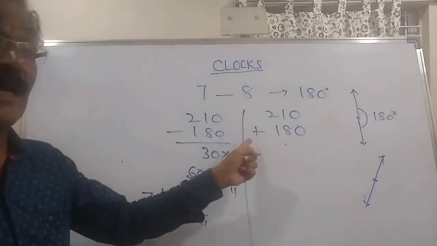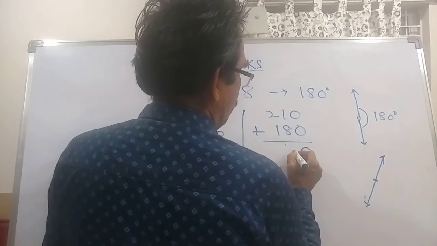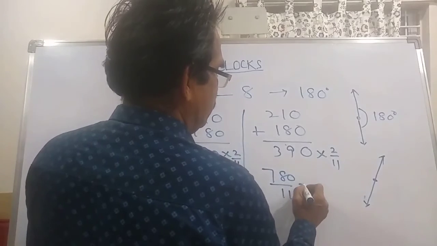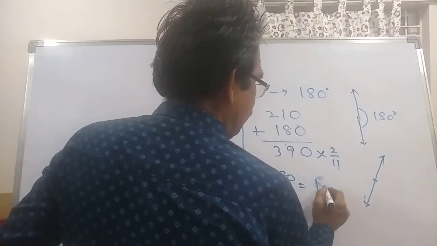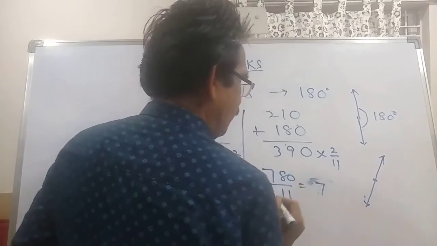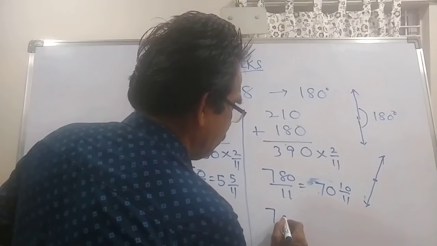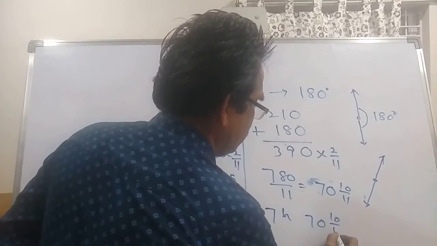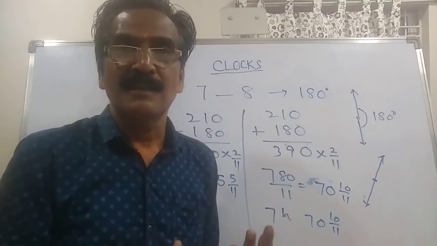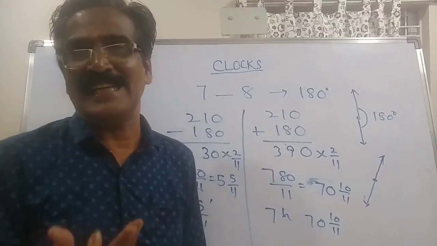Let us consider the other time. We have to add. So let us see what happens if we add. 210 plus 180 is 390. 390 into 2 by 11 is 780 by 11. 11 sevens are 77, so 70 and 10 by 11. So 7 hours 70 10 by 11 minutes. 70 means it crossed the hour; 60 is 8, so 70 means 8:10.